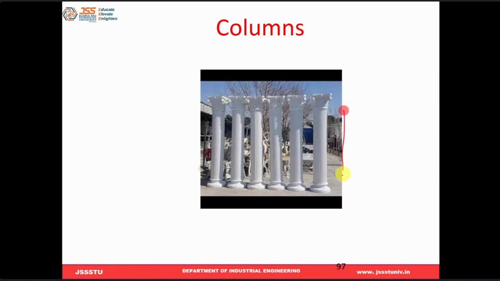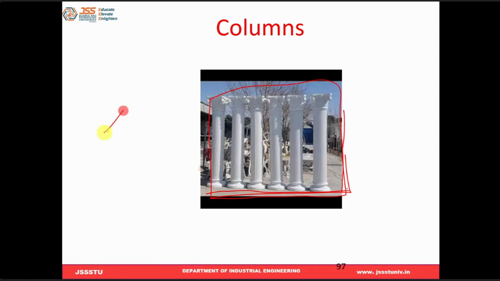So let's talk about what is a column first. I think you know what columns are. What is the purpose of columns? What is the purpose of columns? What are columns used for? Support the beam. Hold weight.